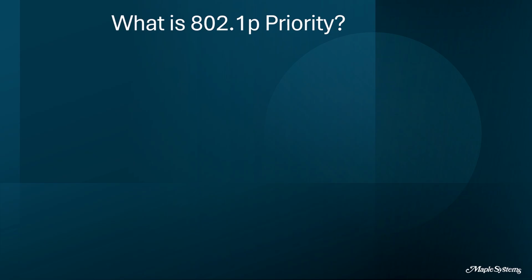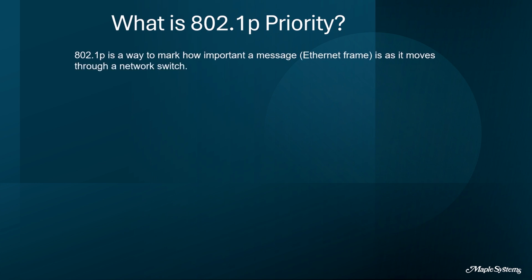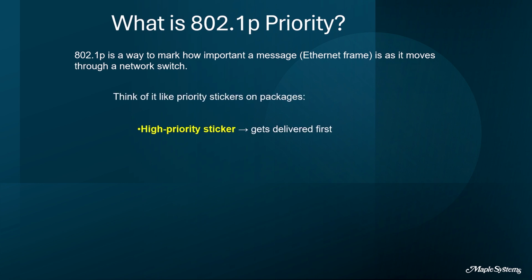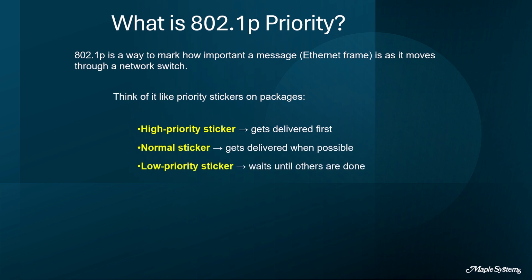To understand what 802.1p priority is, it's a way to mark how important a message, which is an Ethernet frame, is as it moves through a network switch. You want to think of it like priority stickers on packages. The high priority sticker gets delivered first, the normal sticker gets delivered when possible, and the low priority sticker waits until others are done. So this helps switches decide which data to send first when the network is busy.